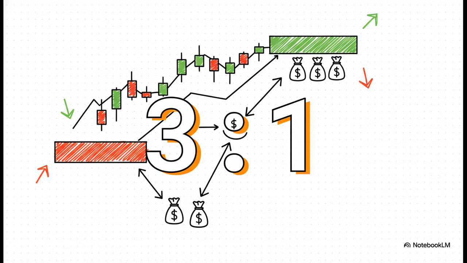In this example, you're risking $1 to potentially make 3, and it's this kind of positive ratio that allows successful traders to be profitable even if they aren't right on every single trade.